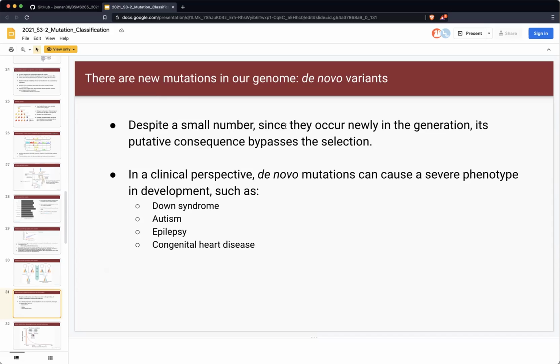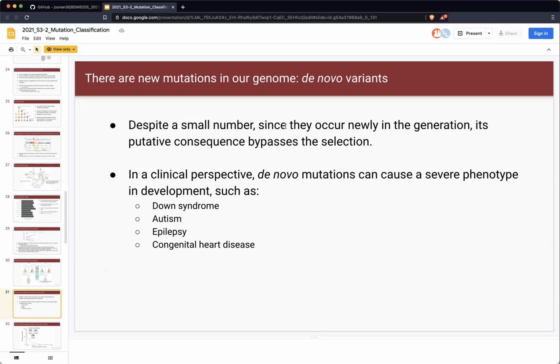Down syndrome is the trisomy in chromosome 21, and it is also one of the de novo chromosomal aberrations, right? This was described earlier. And also autism, the main reason is de novo mutation. Epilepsy too, congenital heart disease, also de novo mutation too. Lots of congenital conditions we can describe by de novo mutation.